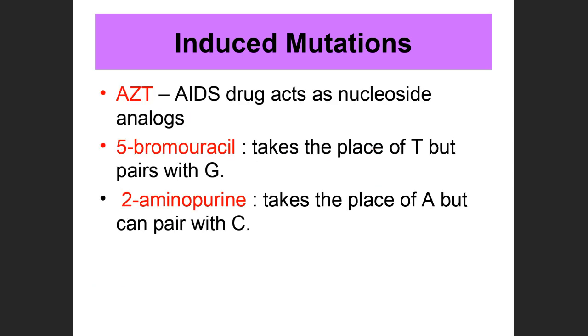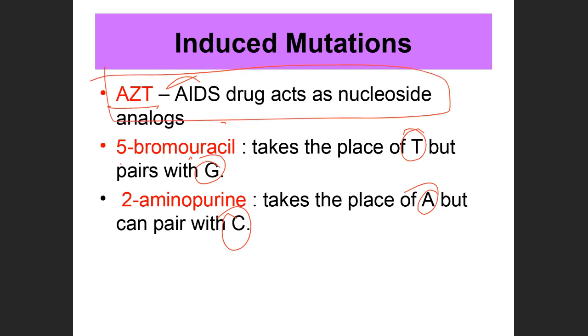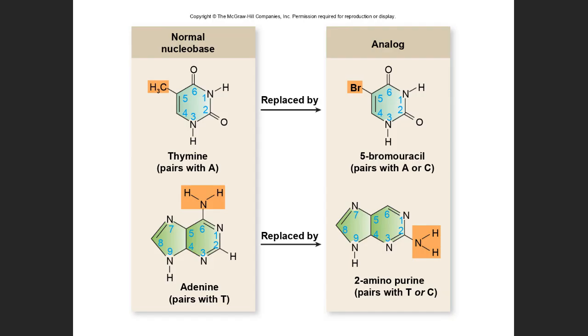So examples, a lot of the antiviral drugs are going to be nucleoside analogs. The first drugs that we worked with, like AZT, is a nucleoside analog. 5-bromouracil, which is a chemical used in research to stain DNA, and it's a pretty bad mutagen, takes the place of a T, but pairs up with a G. 2-aminopurine takes the place of an A, but base pairs with a C. Again, they look like nucleotides, they don't behave like normal nucleotides. And the importance of these kinds of mutagens is that we do use them as drugs.